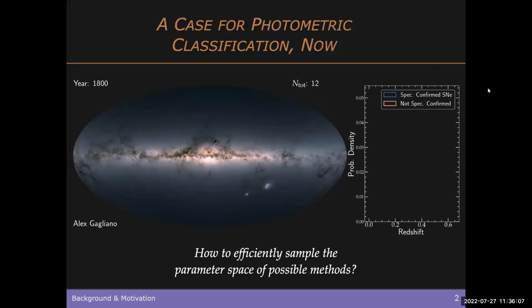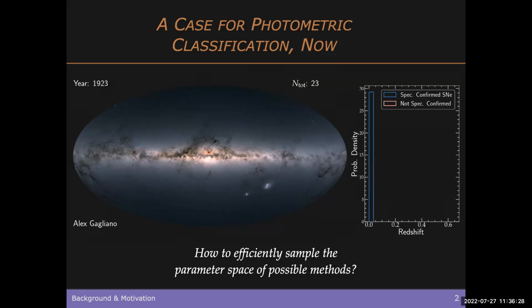Everyone has their favorite version of this movie, and this is mine. This is showing the number of supernovae that we've discovered that we've been able to follow up spectroscopically or not since the year 1800. On the left, I'm showing a sky map of these discoveries, and on the right, I'm showing a probability density function as a function of redshift.